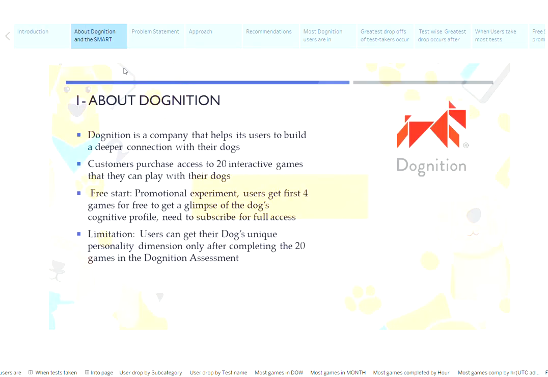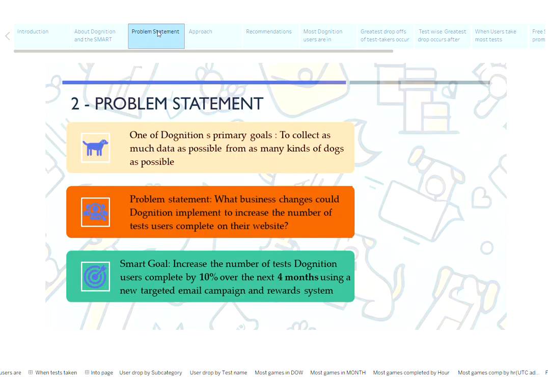Dognition is a company that helps dog owners learn more about their furry friends by providing them with fun and interactive games they can play with. The Dognition assessment consists of 20 games that are designed to measure a dog's unique personality traits. One of Dognition's primary goals is therefore to be able to collect as much data as possible from as many different kinds of dogs as possible.